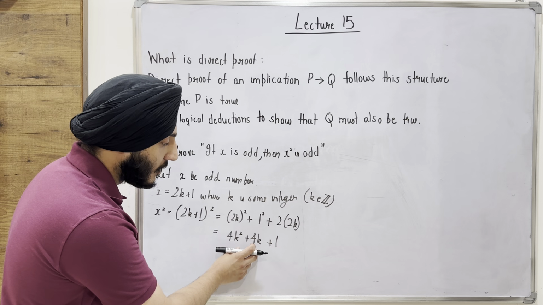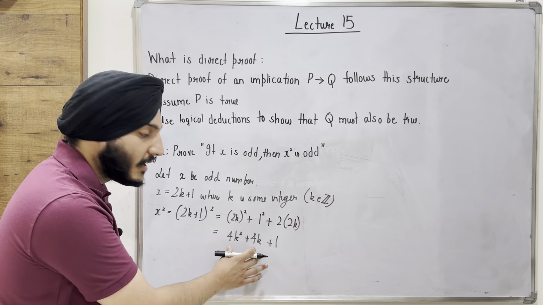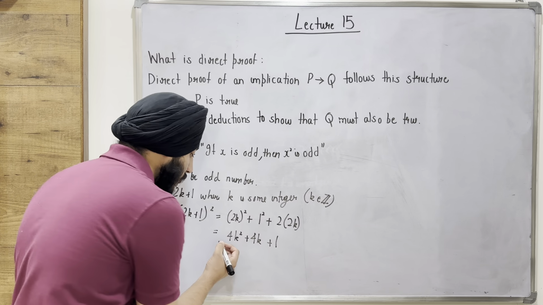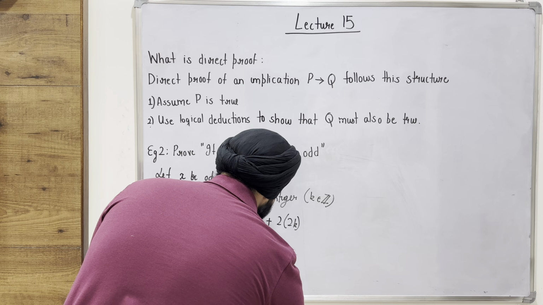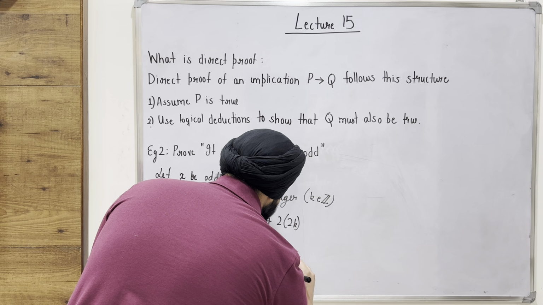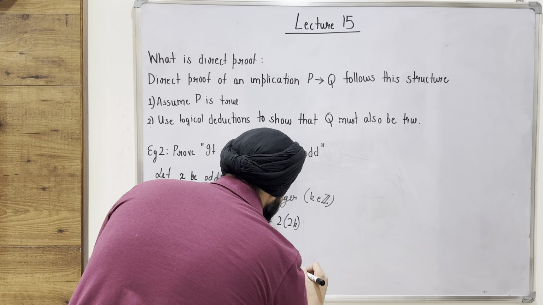4k square plus 4k. Maybe I can take 2 common in these two elements. So this gives me 2k square plus 2k, right? And I can leave this plus 1 alone. Now, I've reached that representation. Maybe I can say this is equal to 2m plus 1, where m is equal to 2k square plus 2k, right?